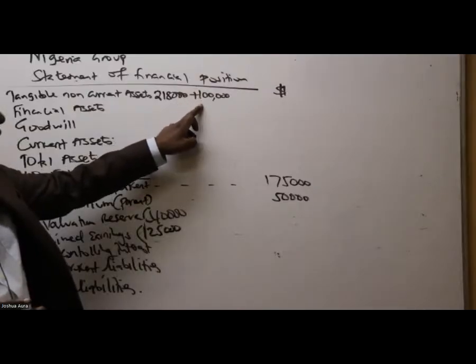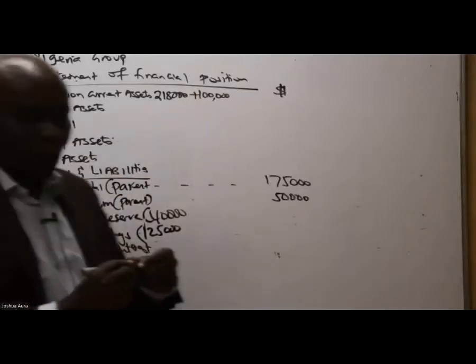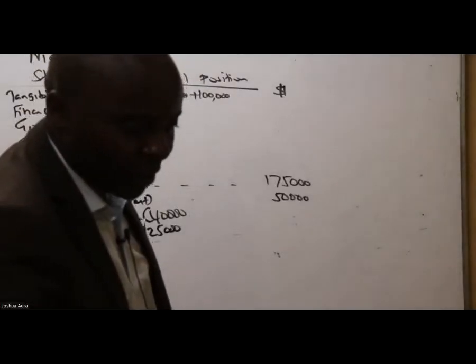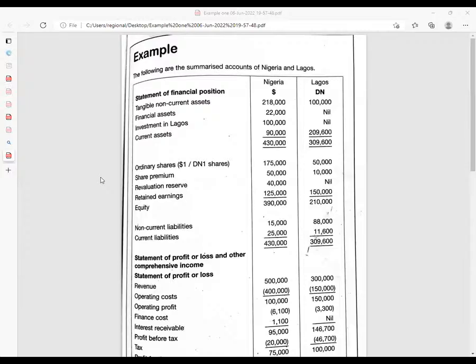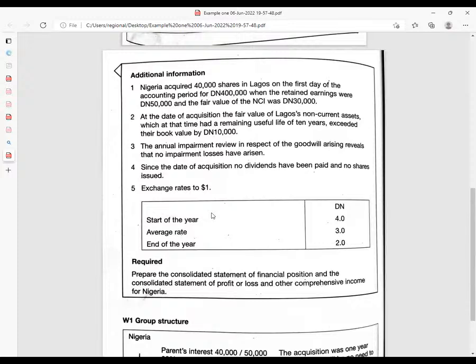So please tell me, this 100,000 tangible non-current asset, which rate should I use to translate it? The exchange rates are given down here. Which rate should I use? Should I use from note number 5? From note number 5, should I use the start of the year rate, average rate, or end of the year rate?